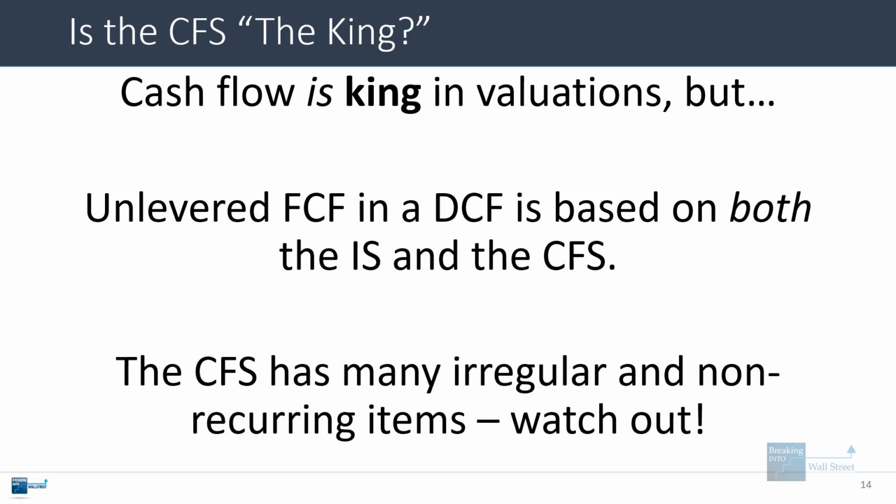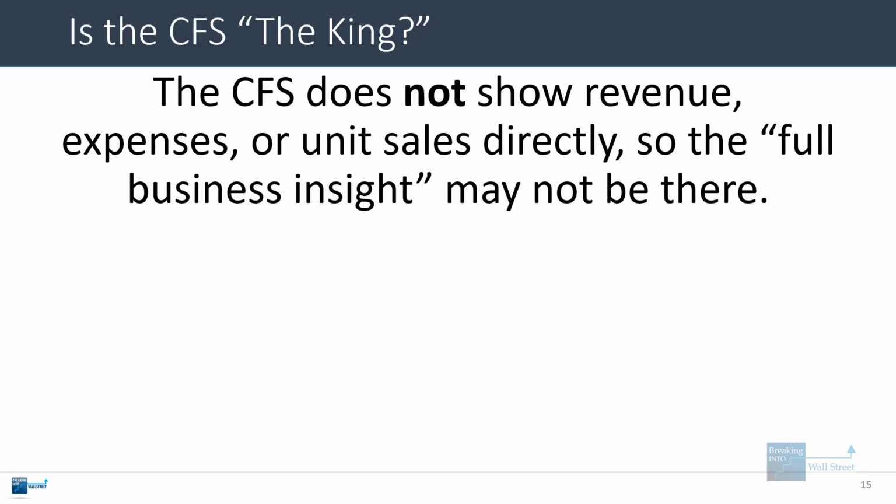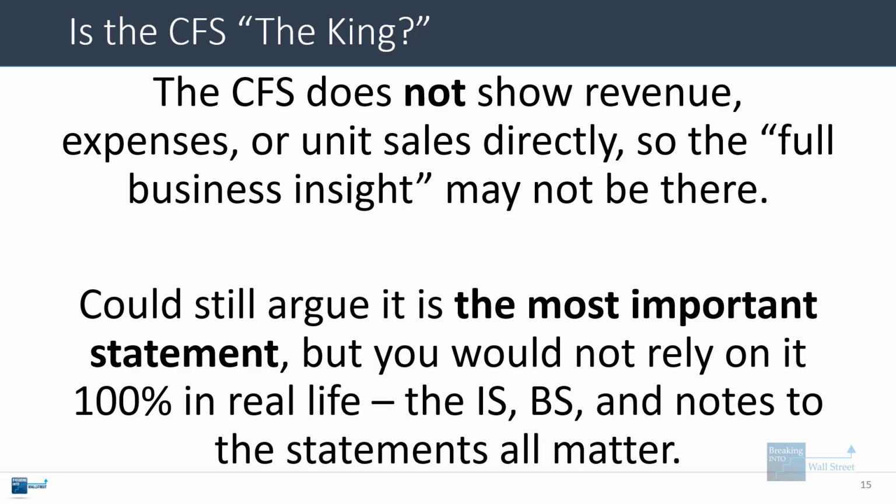The other issue is that the cash flow statement has many irregular and non-recurring items, so you can't just look at it and assume that the company's cash will always go up by 100 or 200 just because it has done so historically. You have to think about which items are actually going to recur in the future. And then finally, the cash flow statement doesn't show revenue, expenses, or unit sales directly. So although it tells you how the company's cash balance changes, it doesn't really tell you why the core business is changing.